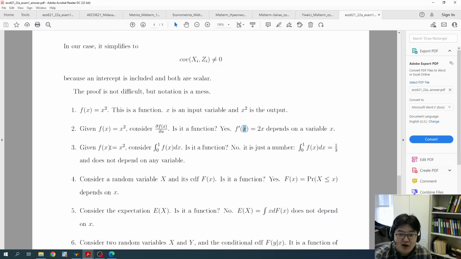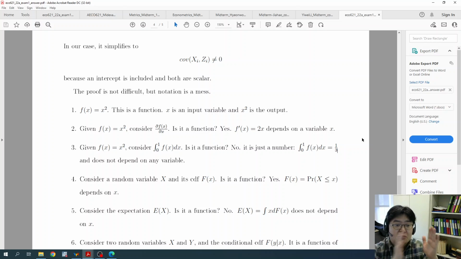However, now consider integration. You may think integration is the opposite operation of differentiation. That is right, but the major difference here is that integration, unlike differentiation, is not a function. The integrated function is not a function because it's just a number. You can calculate that. Integration is 1/3. The area between 0 and 1 below the function is 1/3. There is no argument. The area does not change depending on x because x is integrated out.